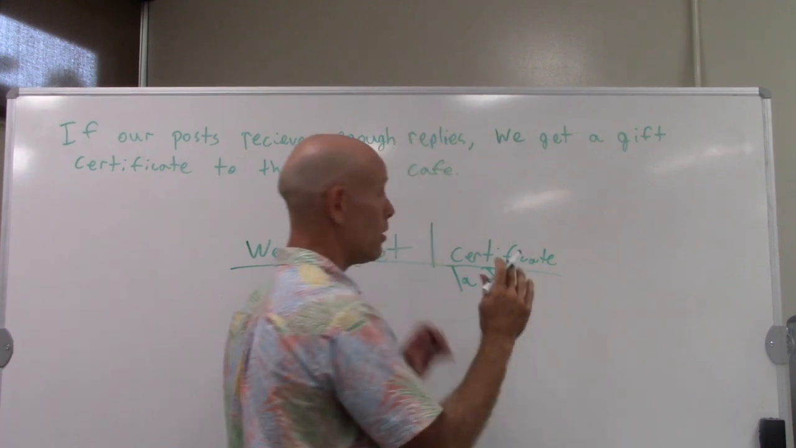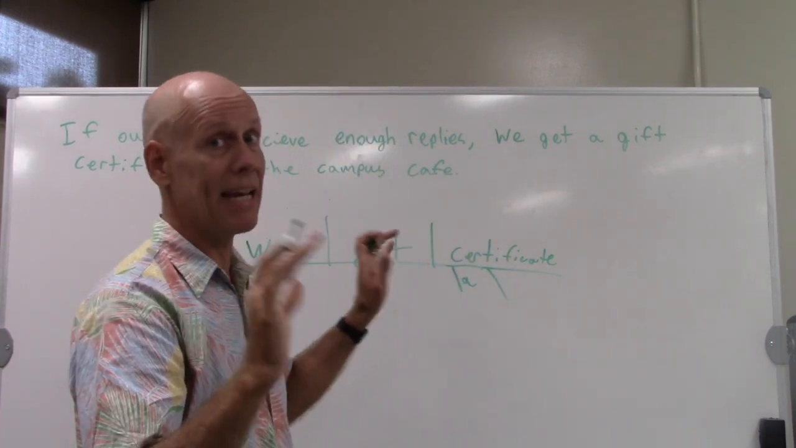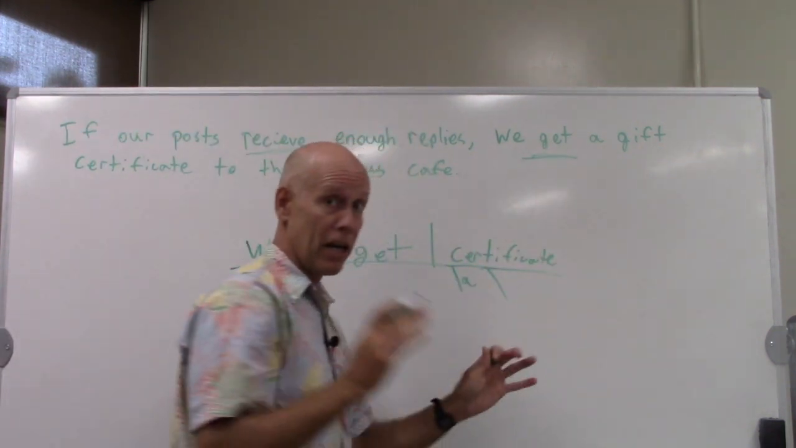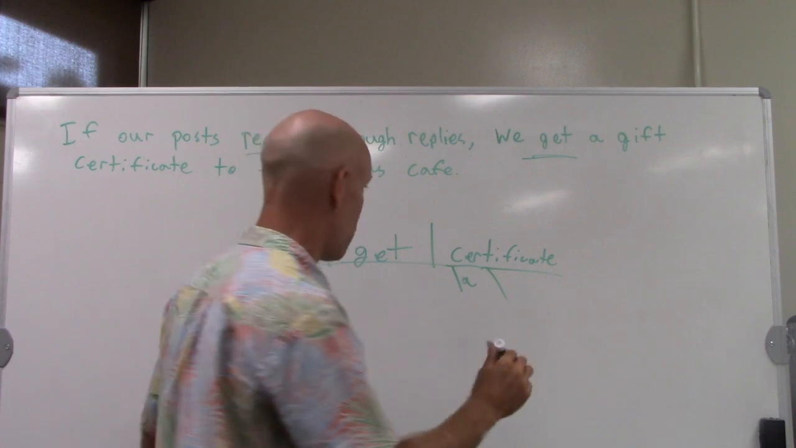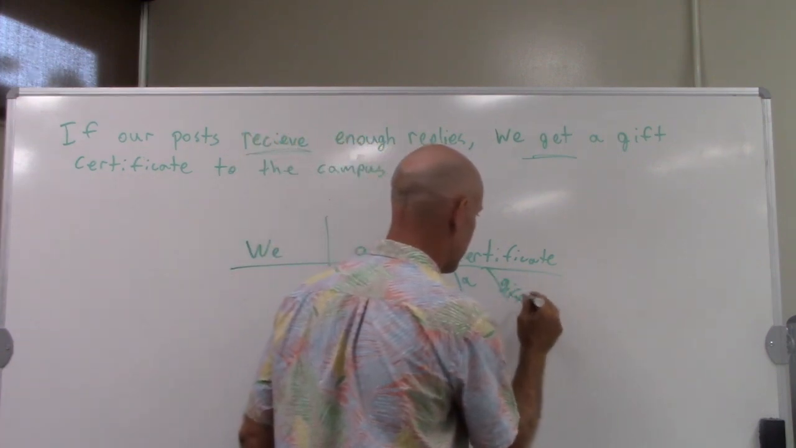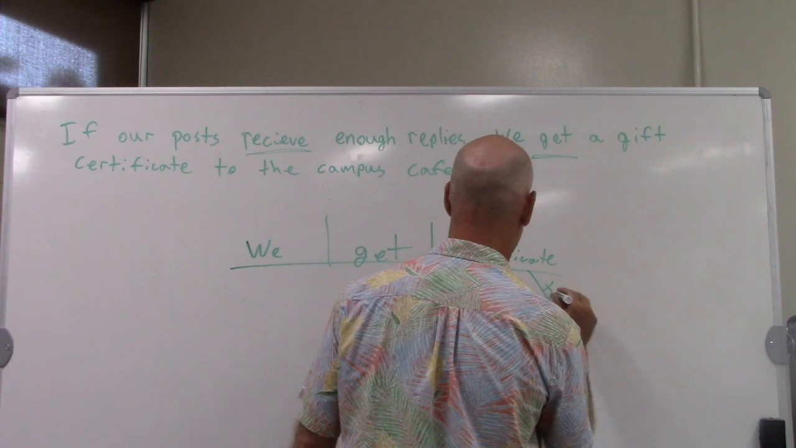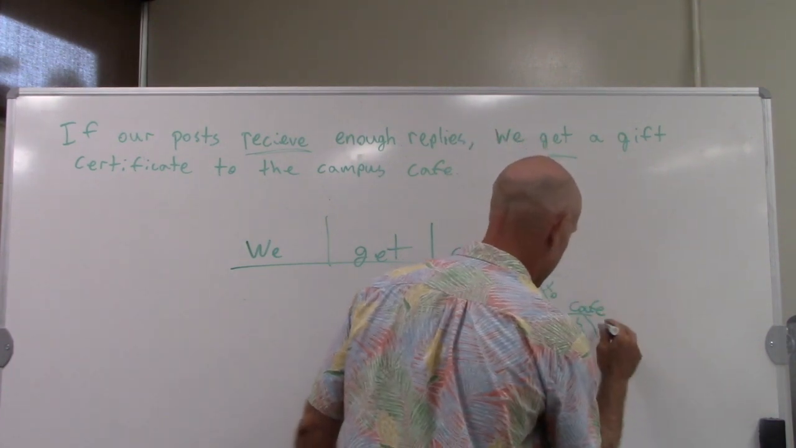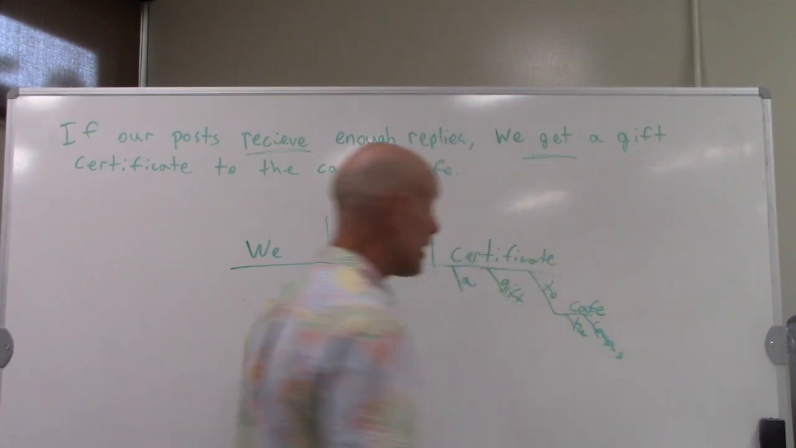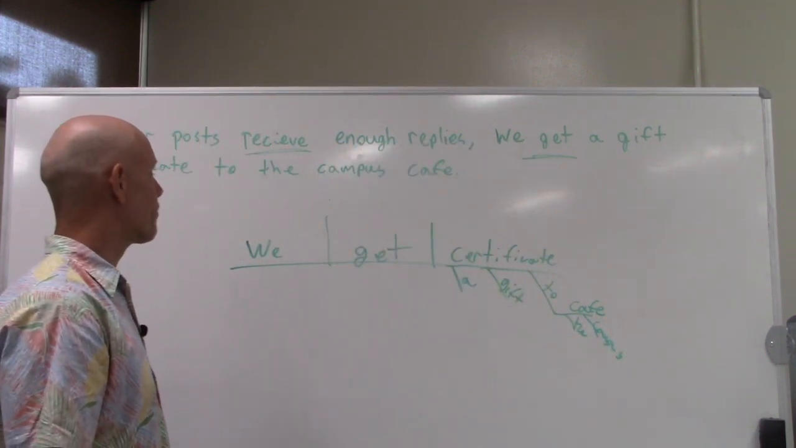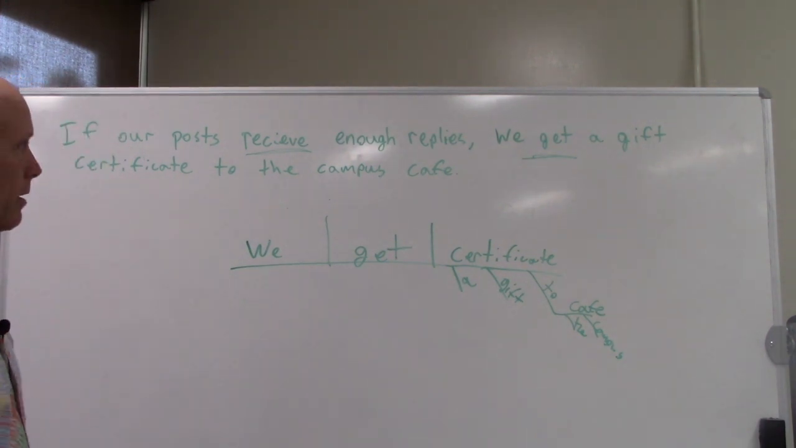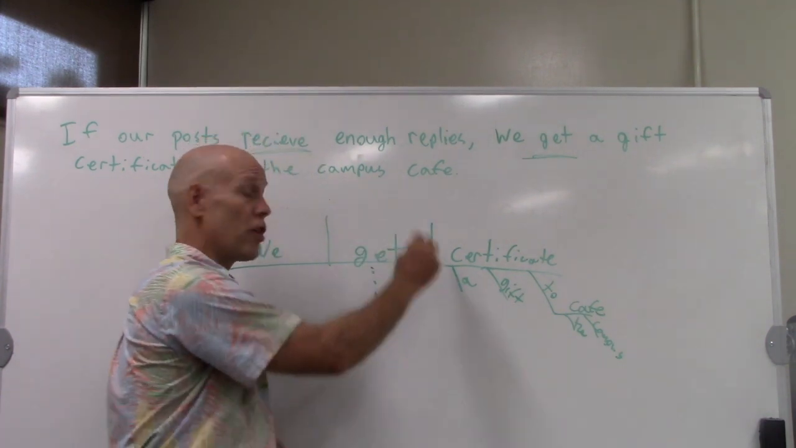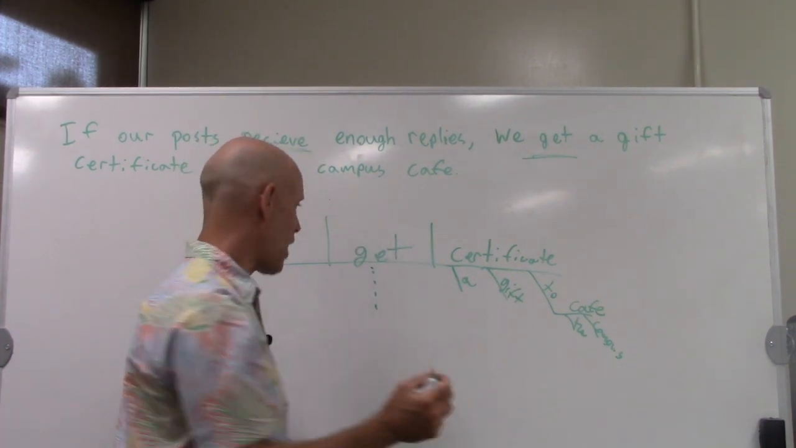Good. Now, if you can't do that right away, just step back, take a deep breath, look at the verbs you have. You have one here, and you have one here, and you'll start to figure out, oh, okay, this is the main one. Okay, and gift certificate. What kind of gift certificate? The one to the cafe, right? Mm-hmm. The campus cafe. So that's our main clause. What do we have left? Read it again, buddy. If our posts receive enough replies. All right, so that's putting a condition on whether the gift certificates are gotten or not, right?